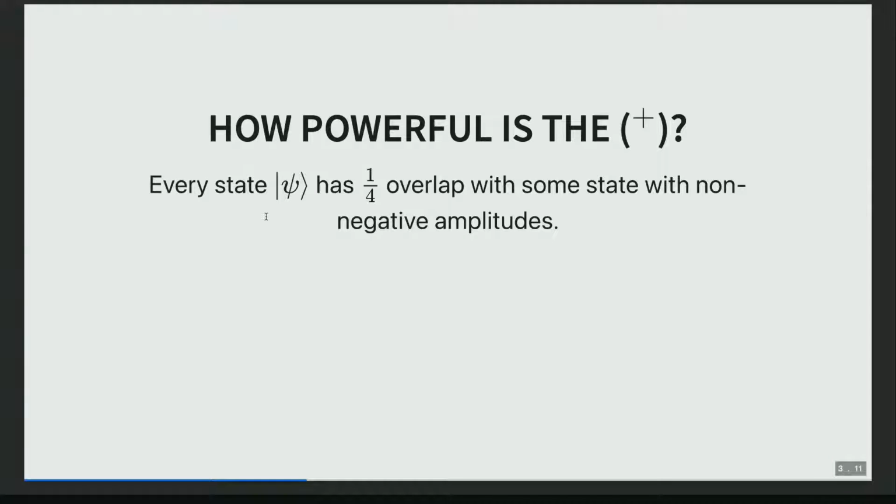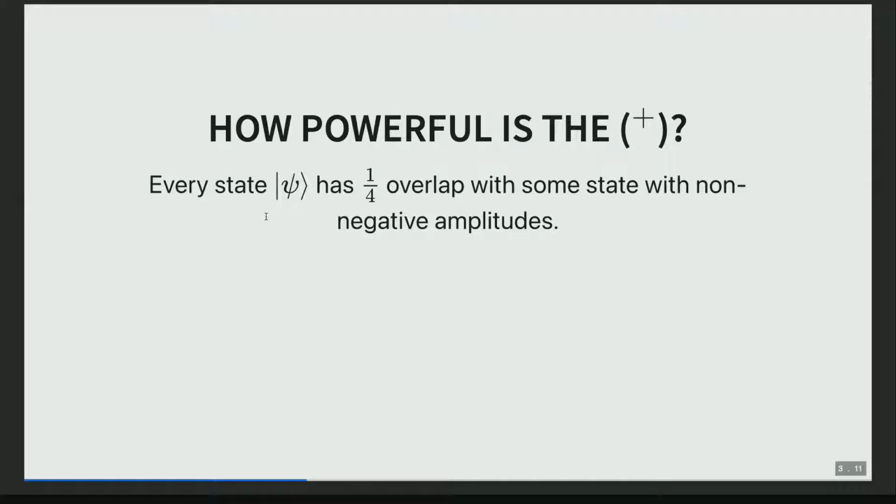Okay, how can I see it? I'll just walk you through it. I take a state, I take its real part and imaginary part. Take the part that's bigger. Let's say it's real. Now take the real state. Now split the positive components and the negative components. Take whichever is bigger. Now I have a state with non-negative amplitudes. It has 1/4 overlap. So what that means is you can turn a QMA plus protocol with a big enough gap into a QMA protocol.